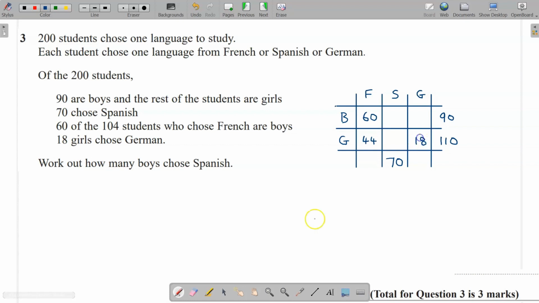Okay, and now we should have enough information to complete the table. So that's done fairly quickly. Now let's finish this off. That's 110. We've got 44 and 18 already. Add them together and subtract from 110 leaves us with 48. Now that we know that's 48, we know that this must be 22 because we're told that there's 70 people doing Spanish, and that's what we need. Work out how many boys chose Spanish. Okay, so there's the answer, and that's all we need to do. We don't even need to finish the table off. So I'm just going to write that down, and that's the question done.